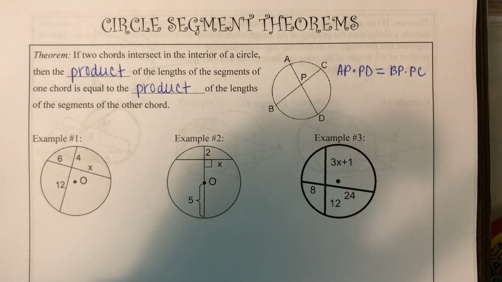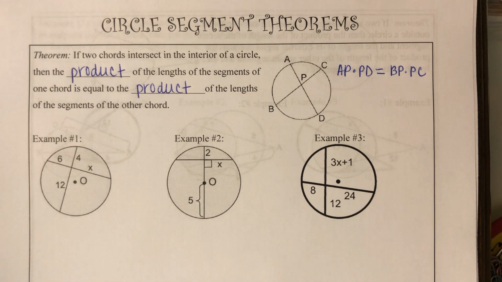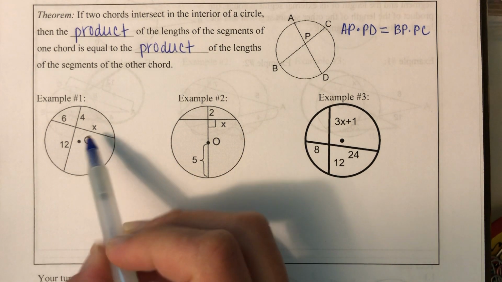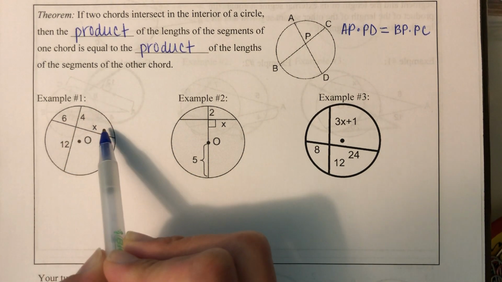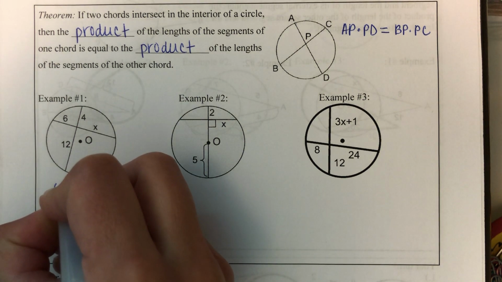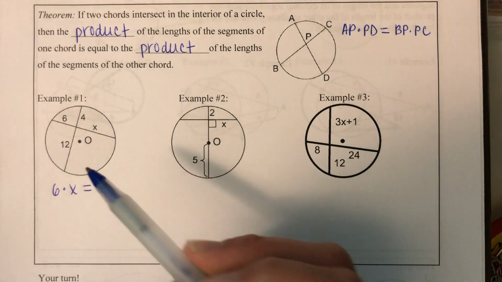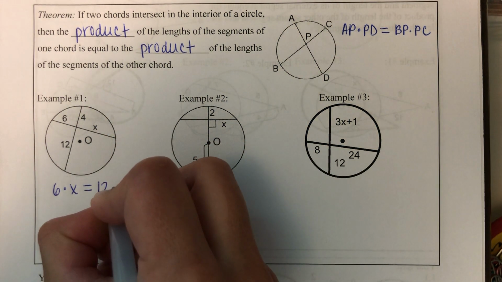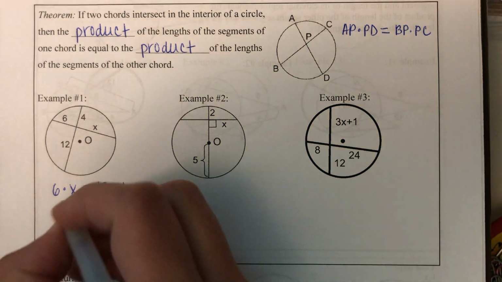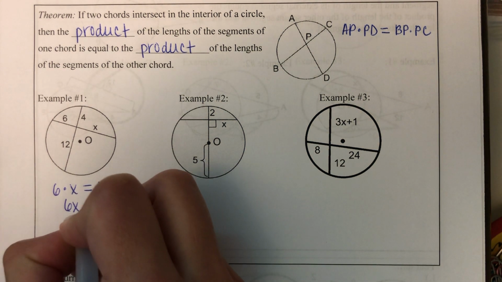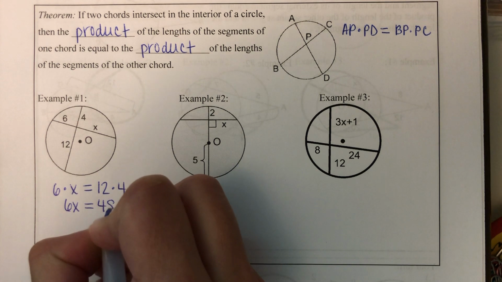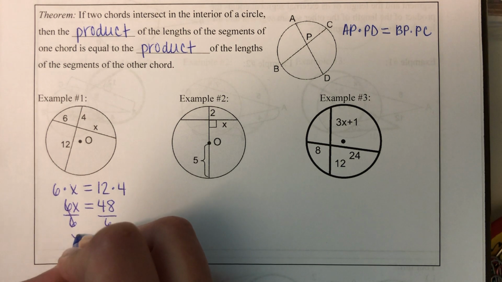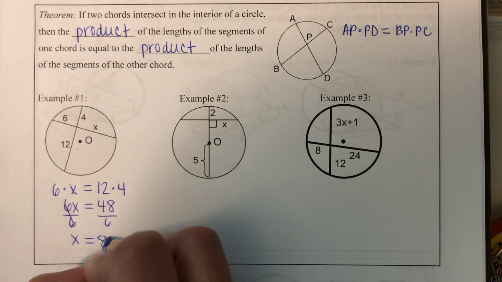It's a nice easy theorem. Just multiply the pieces together. So now we'll do some with numbers in them. My first chord, the pieces are 6 and X. So 6 times X equals the other one, whose pieces are 12 and 4. 6 times X is just 6X. 12 times 4 is 48. Divide both sides by 6, and we get that X is 8.